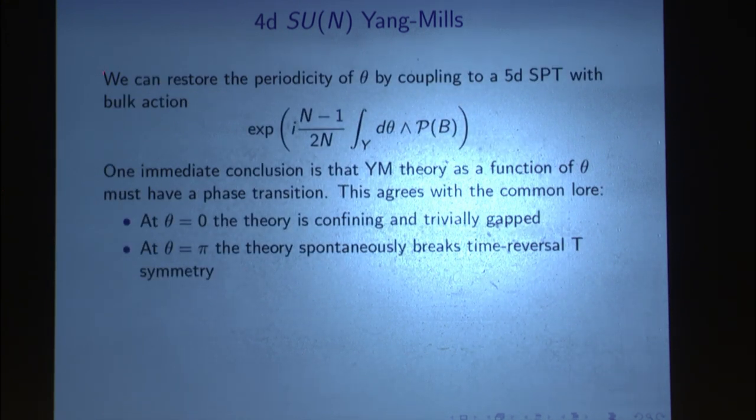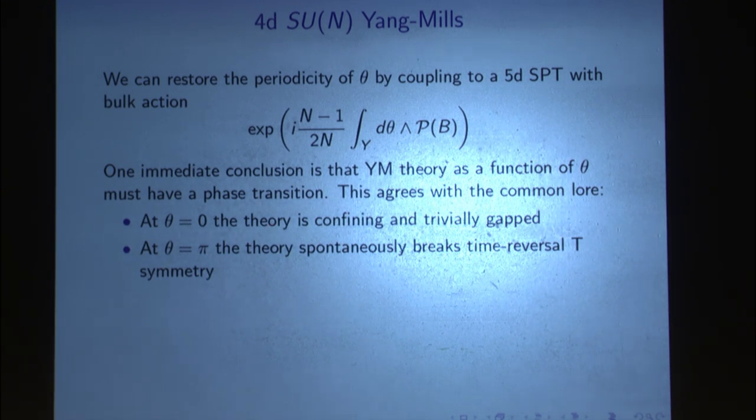OK, so we can now restore the periodicity of theta by coupling to a 5D SPT with the following kind of bulk action. So we extend theta and b into the bulk, and we have this classical expression. And if we combine this classical field theory with the Yang-Mills theory on the boundary, the theory becomes exactly 2 pi periodic in theta again. But now, of course, we've extended our fields into the bulk. And so one thing that we conclude is that Yang-Mills theory as a function of theta must have a phase transition. And this agrees with common lore.